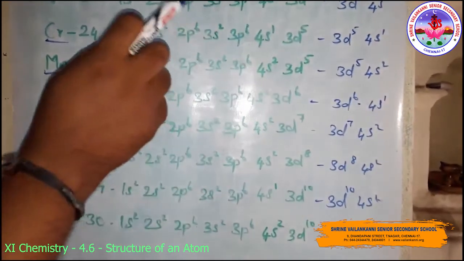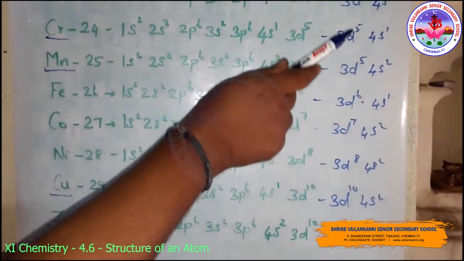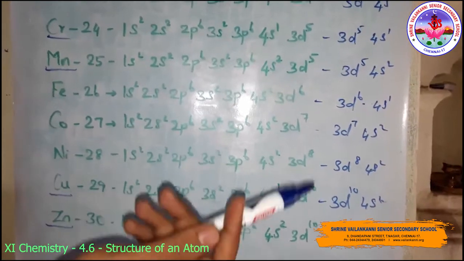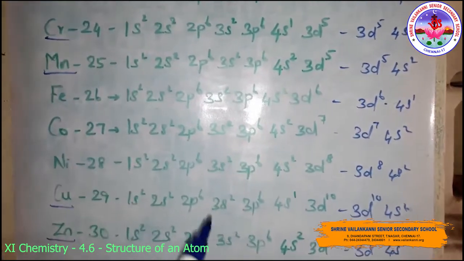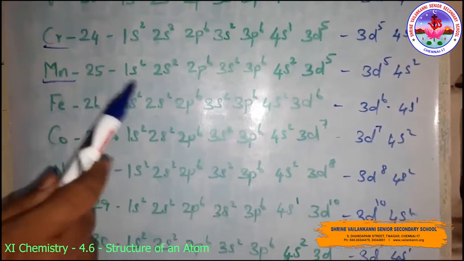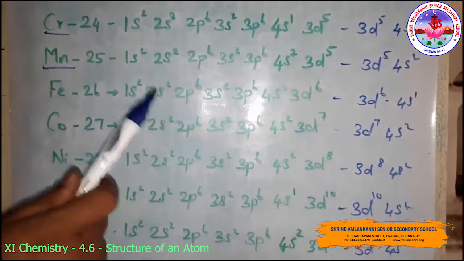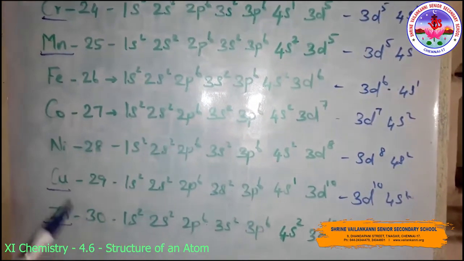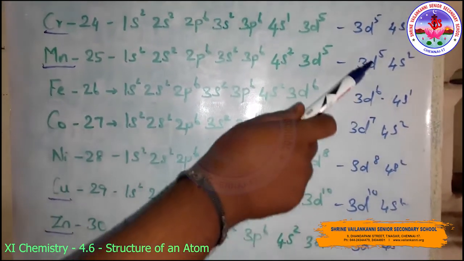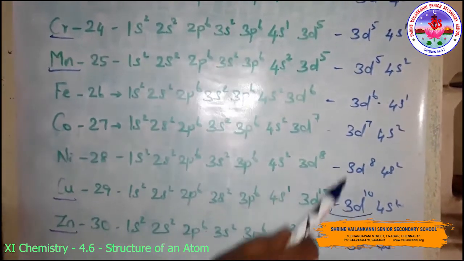Look at chromium and copper, these are exceptions to this rule. Here the higher energy orbital is filled first, then the lower energy, because of the stability of the configuration. We may be puzzled by the fact that chromium and copper have 5 and 10 electrons in the 3d orbitals. Look at this, chromium and copper.